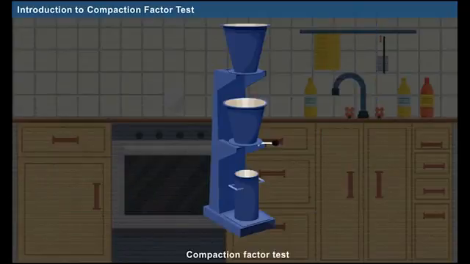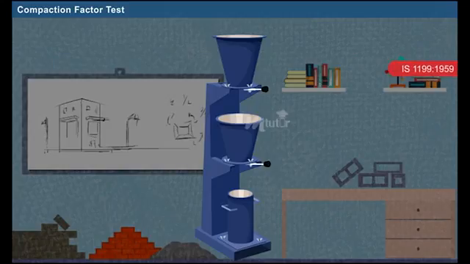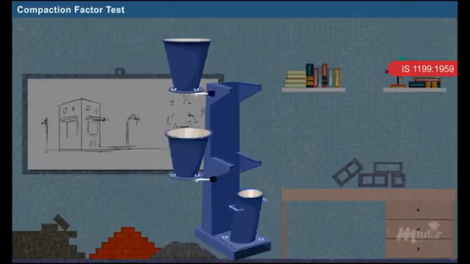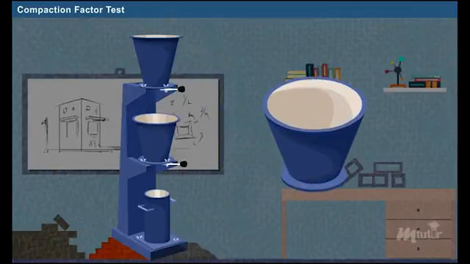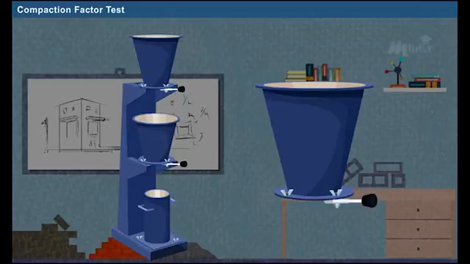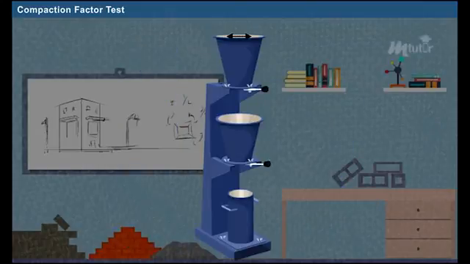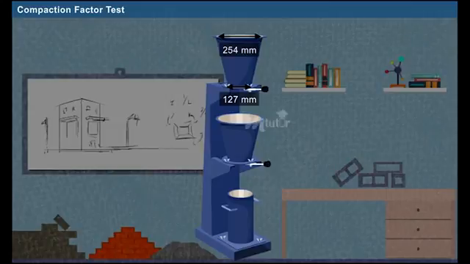Now, let us discuss about the compaction factor test in detail. As per IS 1199-1959, compaction factor test apparatus consists of two conical hoppers and a bottom cylinder. The inner surface of the conical hoppers is smooth and attached to the trapdoors. The upper hopper's top internal diameter is 254 mm. Bottom internal diameter is 127 mm and internal height is 279 mm.